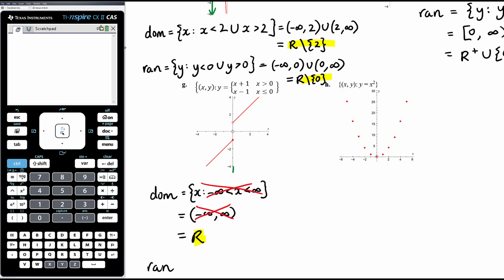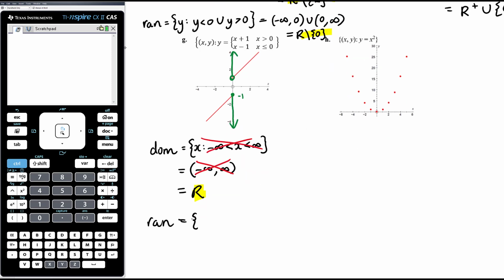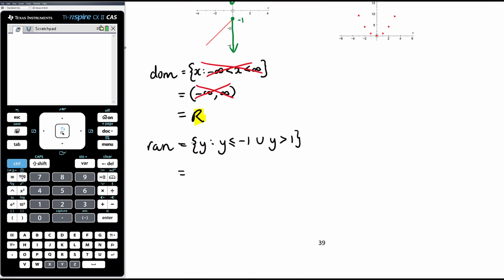And the range, okay, so in this instance, the graph has a break in the middle. So it goes from negative infinity all the way up to negative 1, including negative 1, but then there's no y values between negative 1 and positive 1. Doesn't include positive 1, and then it's everything above there. Okay, so we are talking about the set of y values such that y is less than or equal to -1, or, so union, y is bigger than +1. We can write that using intervals as going from -infinity up to -1.